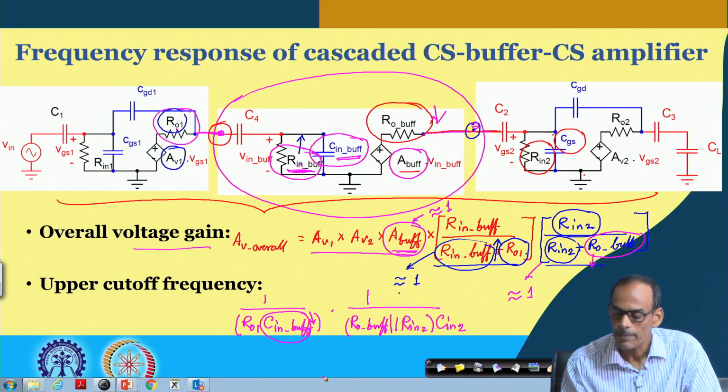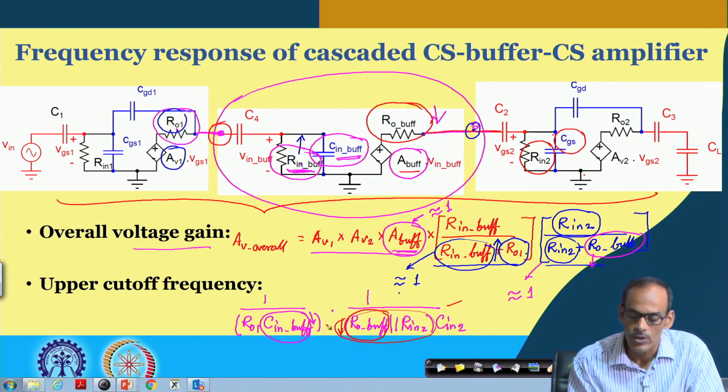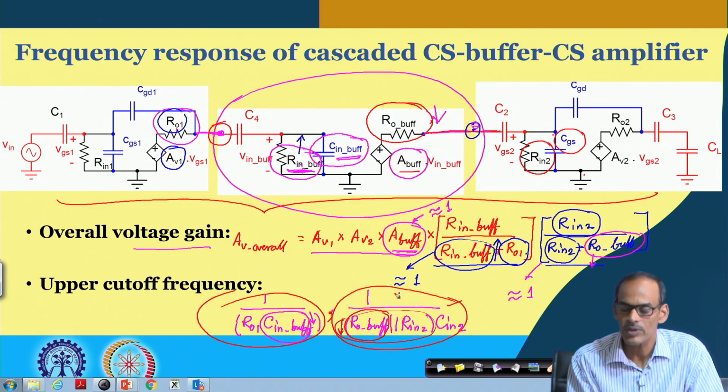So, here we are already saying that we require this R O buffer to be as small as possible. If this is very small, that makes this resistance very small, and then the corresponding pole will be going to high frequency. So, if I consider these two possible new candidates for defining the upper cutoff frequency.